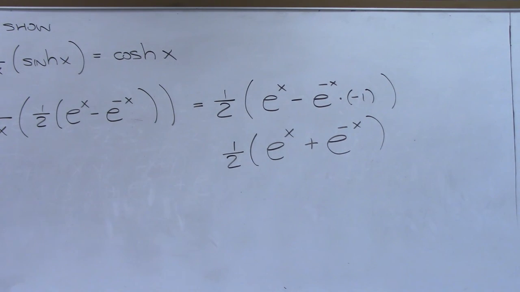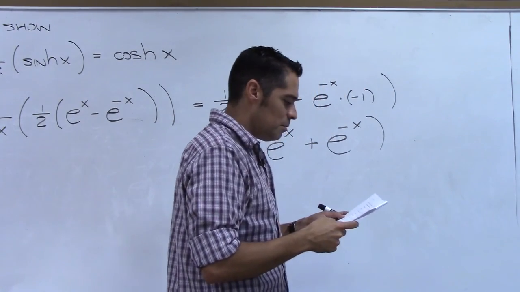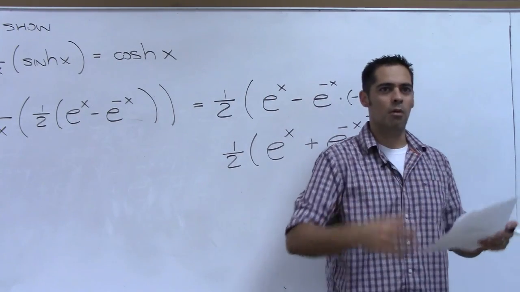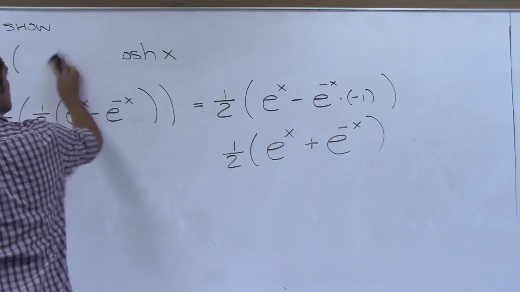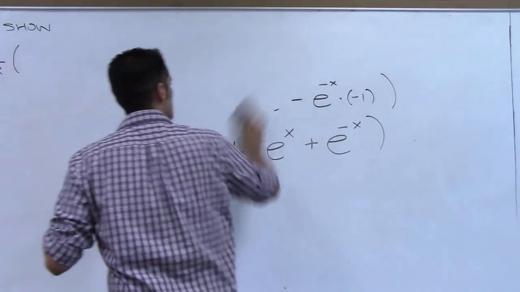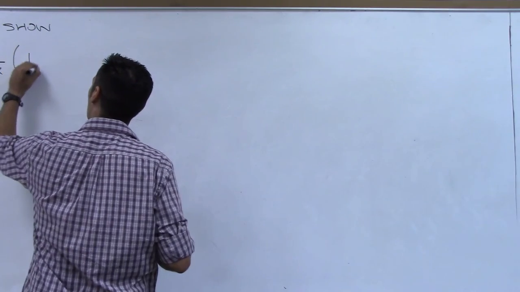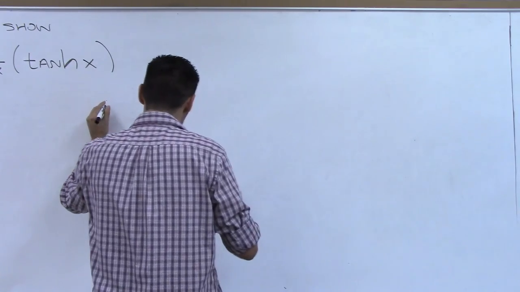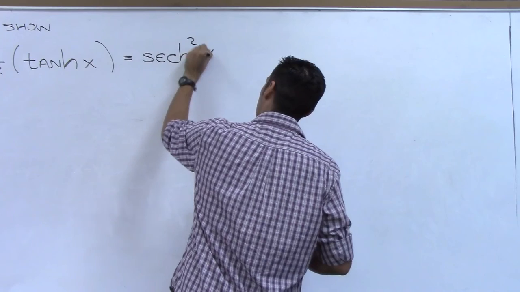That's kind of cool. All right, so let's do one more. Let's do the tangent one. The tangent one might be a fun exercise for you to do. Work on it together in groups. See if you can show this, and I'll only give you about 7 minutes or so. See if you can actually show that the derivative of tangent hyperbolic of x is equal to secant hyperbolic squared x.